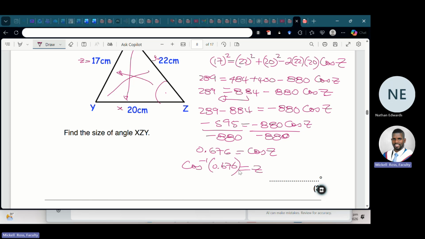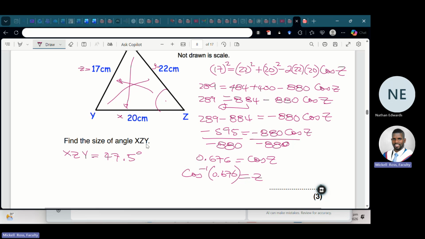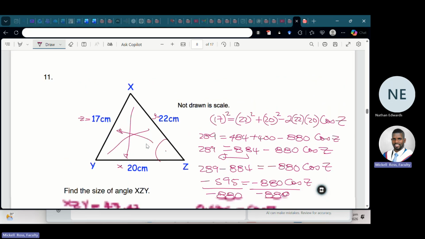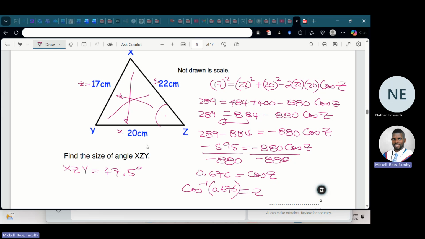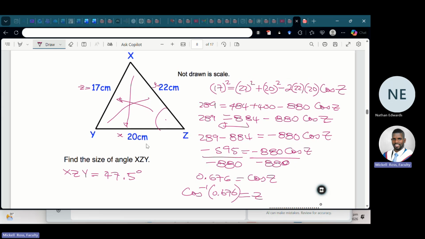So cos inverse of 0.676 is going to give us that Z, or angle XZY, is approximately equal to 47.47, well, 47.5 degrees, rounded off to one decimal place. Now, one of the things that I'm going to do as well with this question is to use Heron's formula to calculate the area, to show you how that is done. All right, so let's write that off quickly and then we look at it.